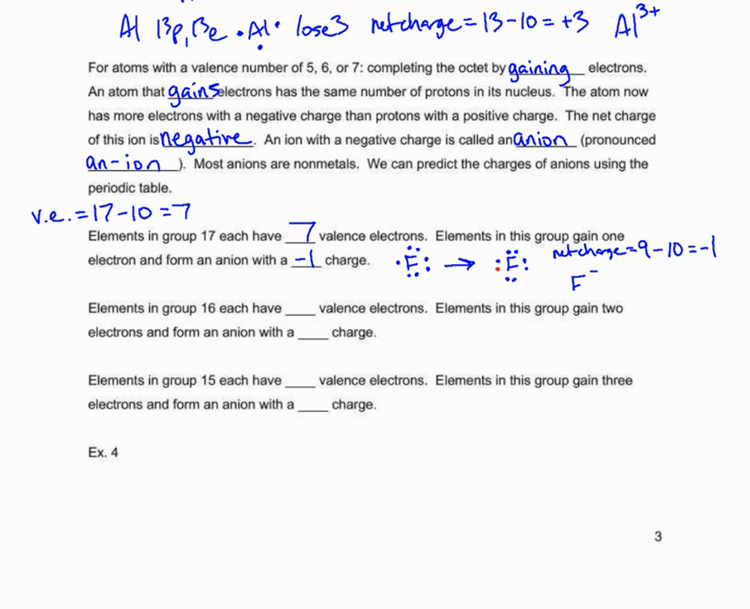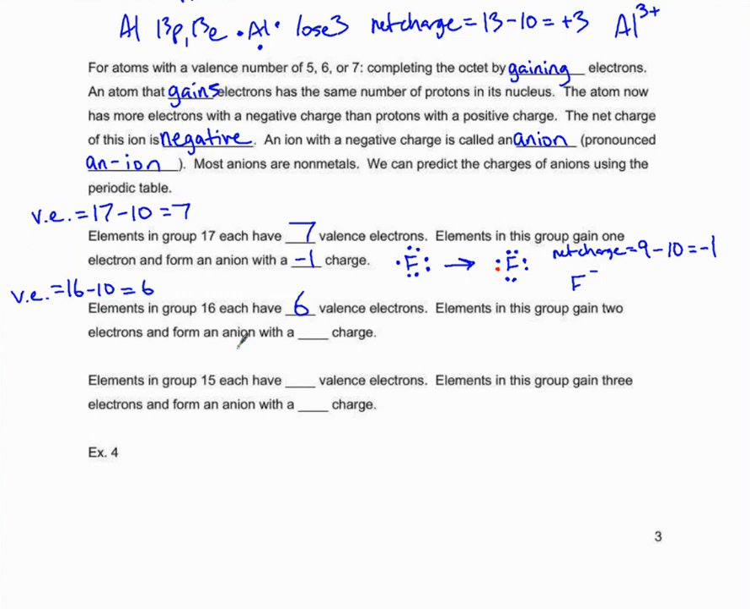So elements in group 16. Talk about the valence electrons. Group number, subtract 10. There's 6 valence electrons. So elements in this group will gain 2. It's easier to pick up 2 electrons to get to 8 than it is to give away 6. So they gain 2 electrons and form an anion.